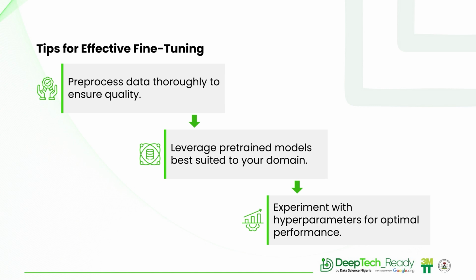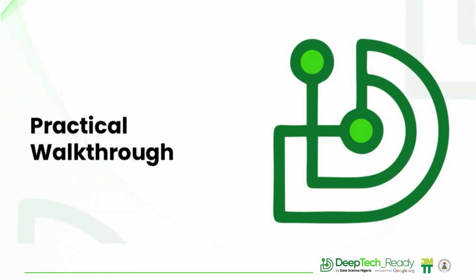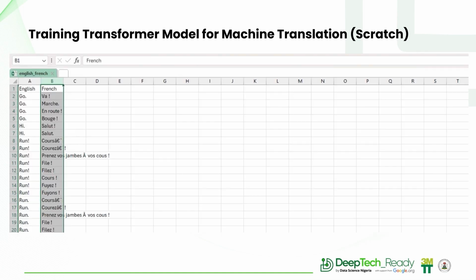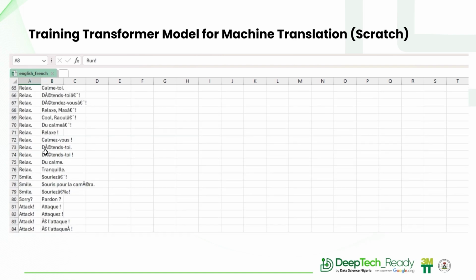Time for a practical walkthrough in Python. So in this particular lab, we're going to start with how to train a transformer model for machine translation from scratch. We are actually going to be using this particular dataset. It's a corpus for English to French translation. So for every English word, there is a corresponding French translation. For example, here, for go we have va, then we have run.